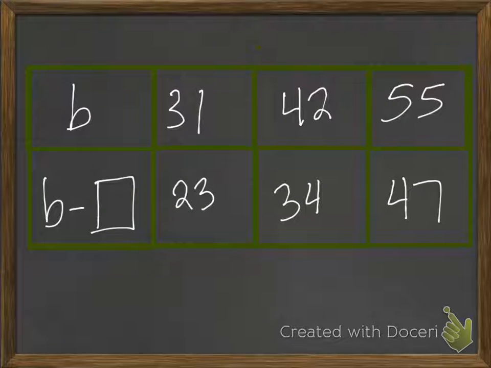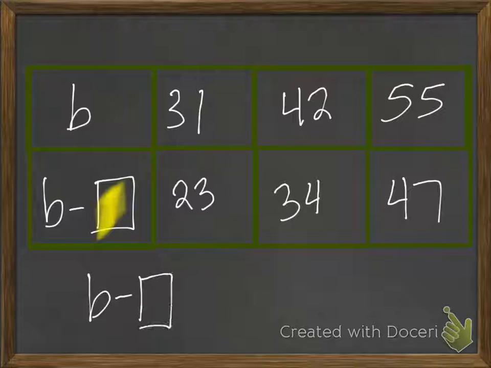Okay, so if that last one confused you, I'm sorry. Let's try this one. Here is the row where all of these equal b. So b equals 31, b equals 42, and b equals 55. I want to try to find out what goes inside here, because that's my rule, b minus something.